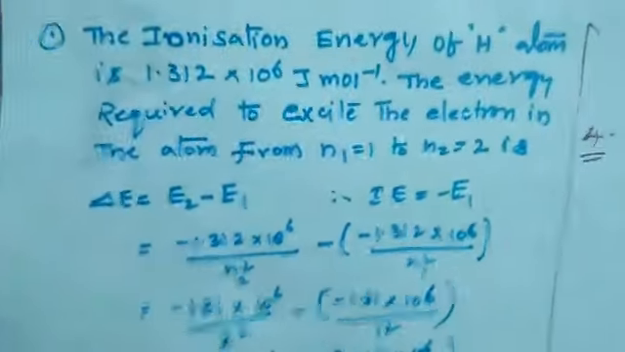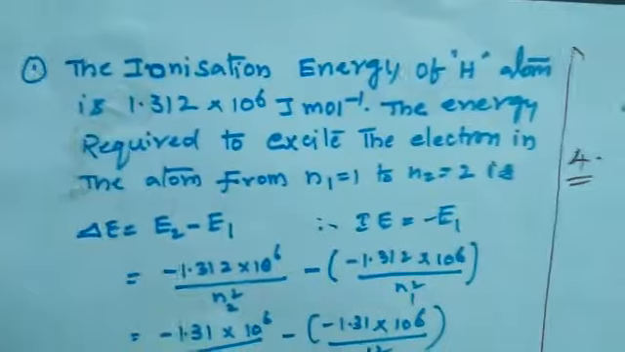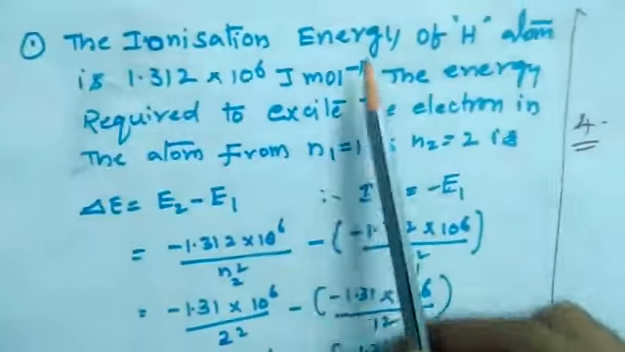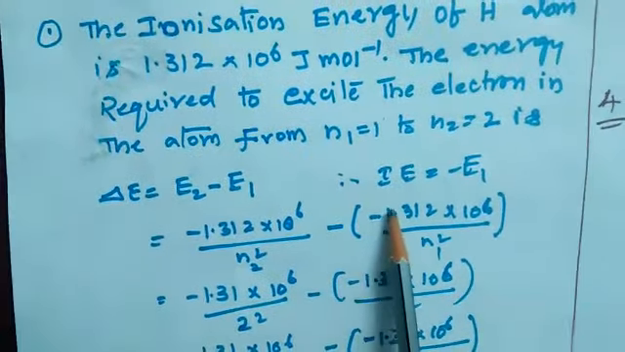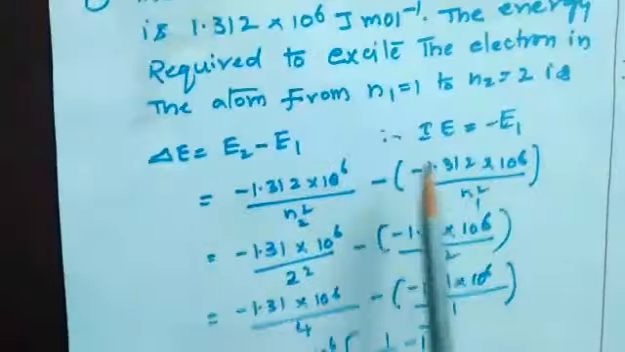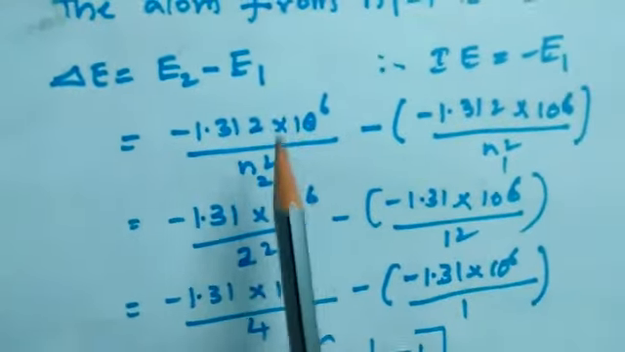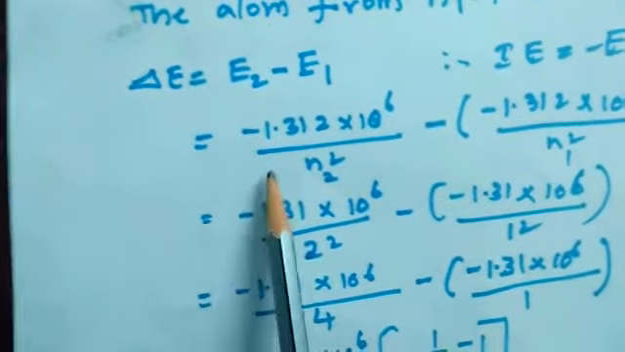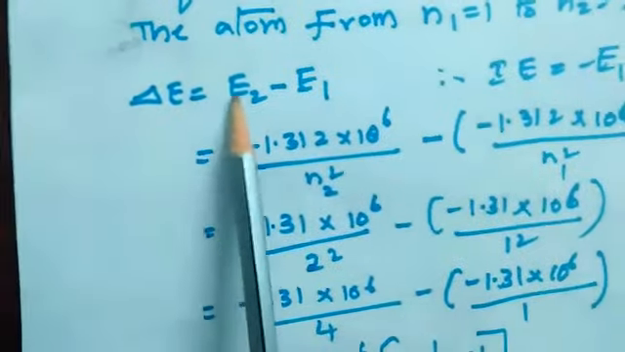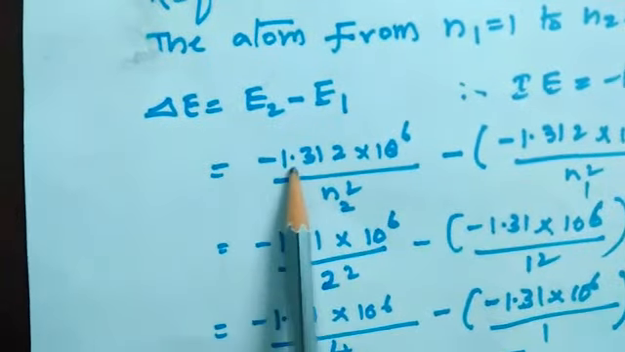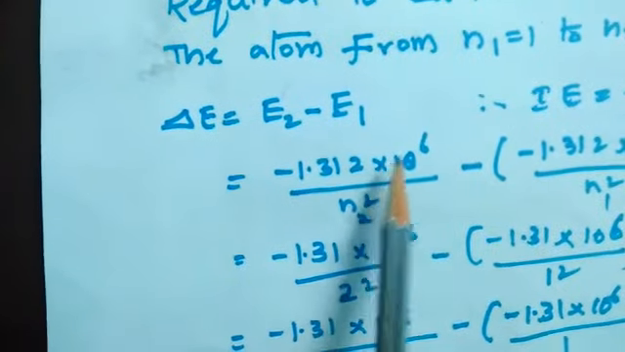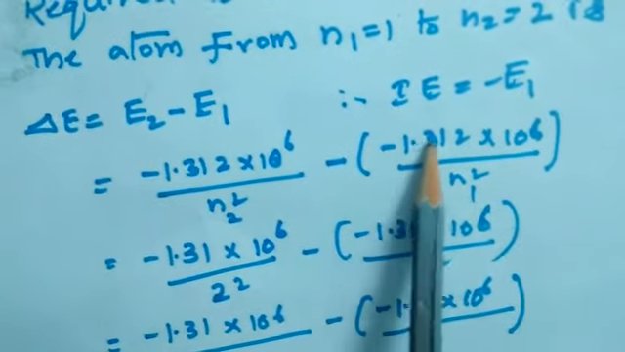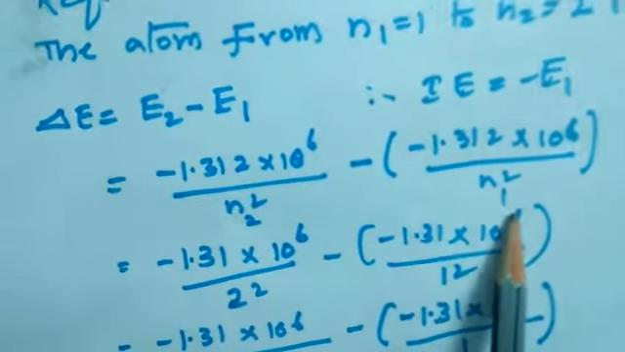So now look here. The energy difference between the energy levels is delta E is equal to E2 minus E1. Here, the ionization energy means delta IE is equal to minus E1. So now the energy is calculated by using the following formula: ionization energy by n square. It means E2 is equal to minus 1.312 into 10 power 6 by n2 square, minus of minus 1.312 into 10 power 6 by n1 square.